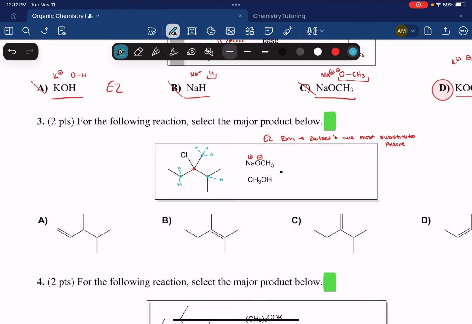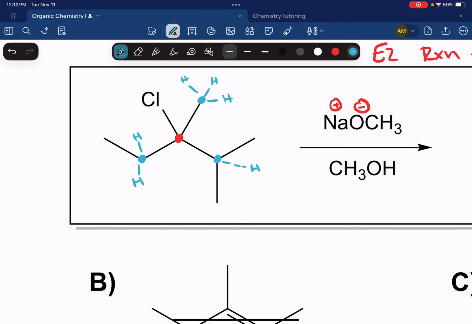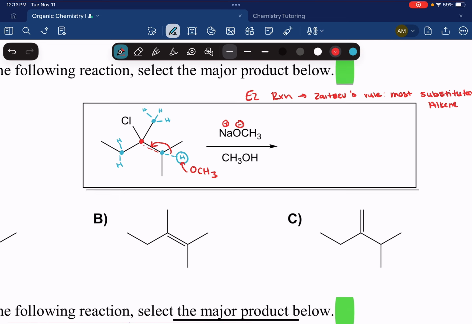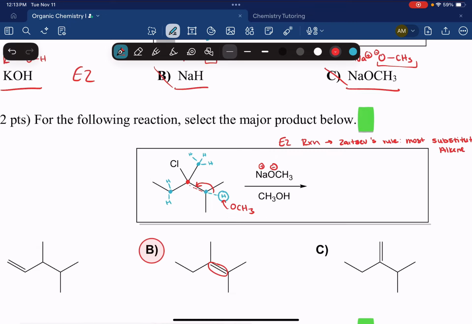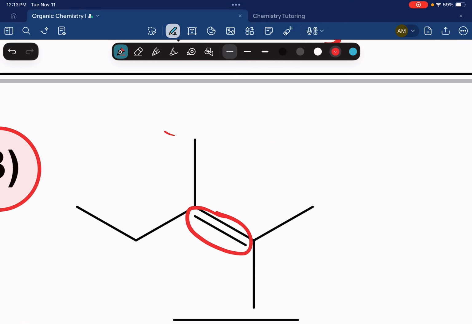The best hydrogen to take in an E2 reaction, right? The farthest one away that will create the most substituted bond, right? It's going to be this one. Because then, as our OCH3 takes this, it's going to throw it here. We've got a double bond forming there, right? We're going to end up creating this product because our double bond is here, right? None of these have the double bond there in the middle. This is tetra-substituted. This is as most stable as it can possibly get, ever.